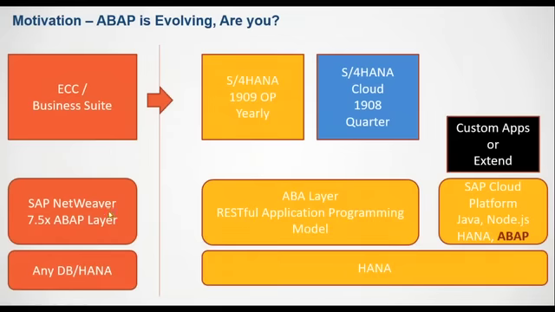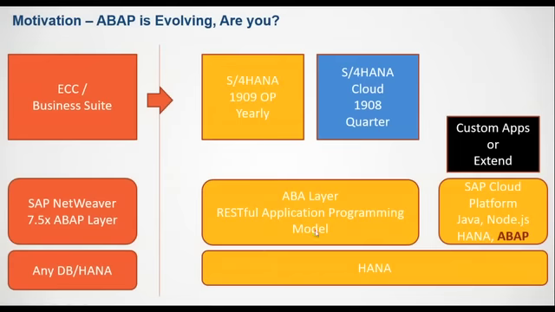NetWeaver stands as the backbone for your ECC solution, and starting with 1909 S4 HANA, SAP is replacing NetWeaver with the SAP ABAP layer, the so-called ABAP platform. This is the backbone for all the S4 HANA solutions SAP has already released. The ABAP layer is part of the backbone of the S4 HANA 1908 cloud release, and this will be the future.